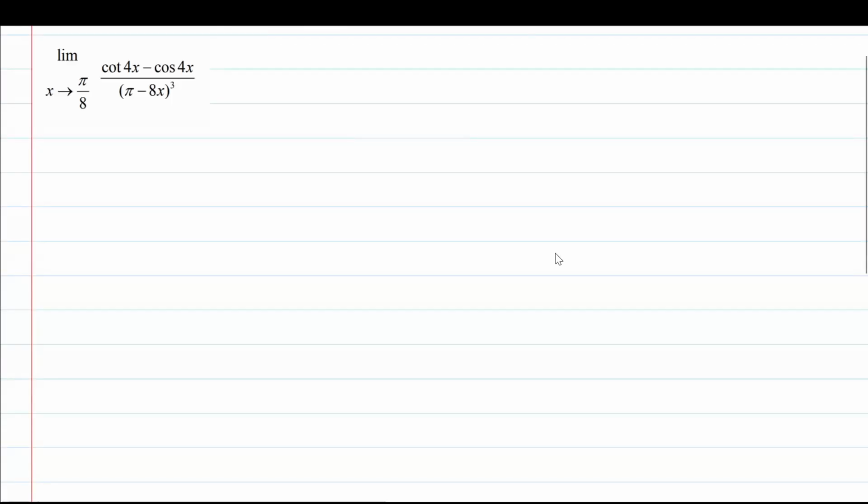In this question from limits, we have to evaluate this trigonometric function, and the limit here is x tends to pi by 8. So we are going to apply a substitution here. For that, let's put x as pi by 8 minus y. From here, we get to know that y tends to 0 as x tends to pi by 8.